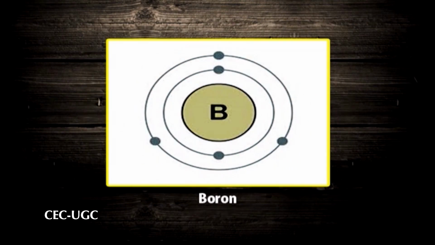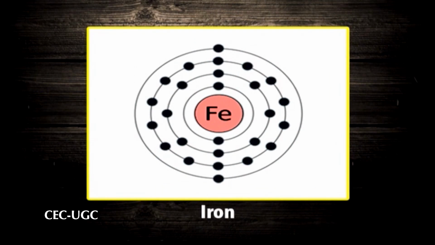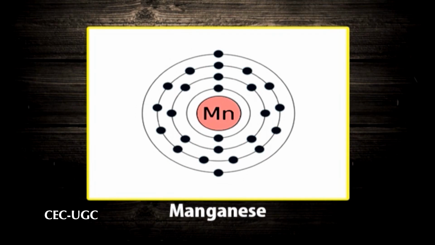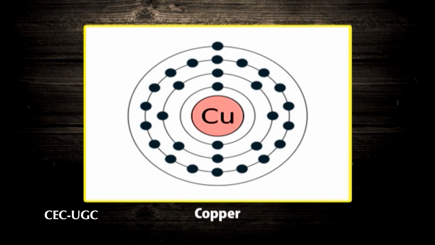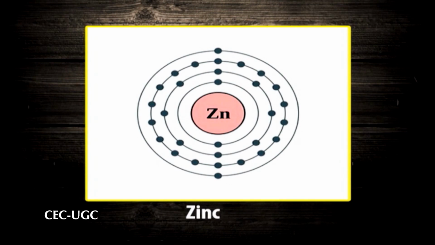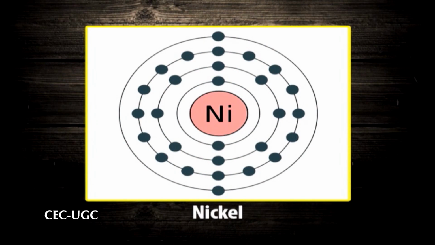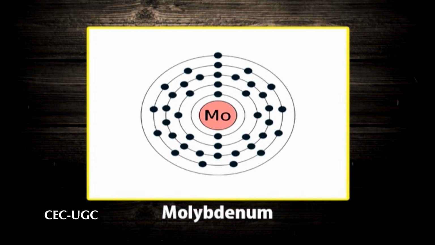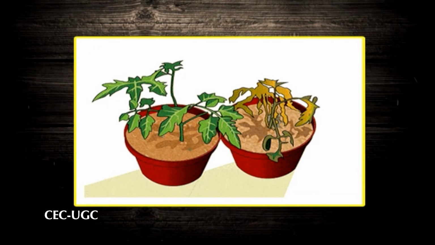The micronutrients on the other hand are chlorine, boron, iron, manganese, copper, zinc, nickel and molybdenum, which are required in smaller amounts. Deficiency in any one of these elements restricts plant growth and reduces crop yield.